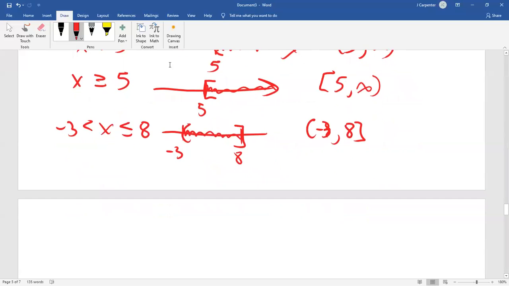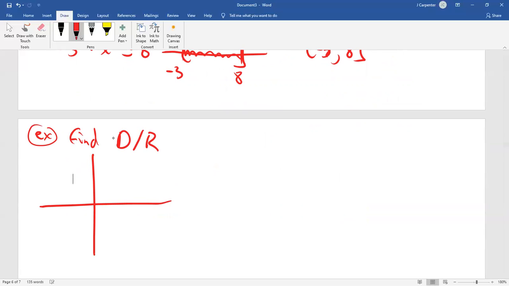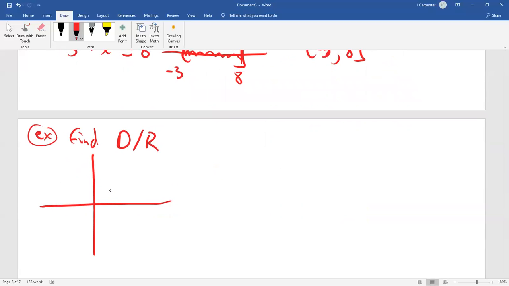Okay, so how does that help us with domains and ranges? Well, let's go back to an example, finding the domain and the range, but of a graph now. Did I hit enter enough? Yes, I did. And let's just keep the numbers simple here. Let's go with a -4 on the left, a +5 on the right, 10 on the top, and a -3 on the bottom.